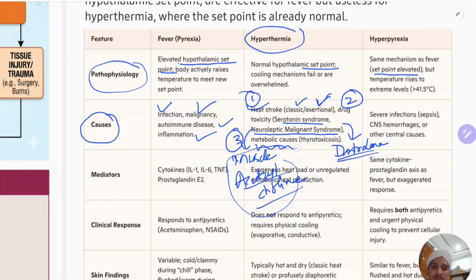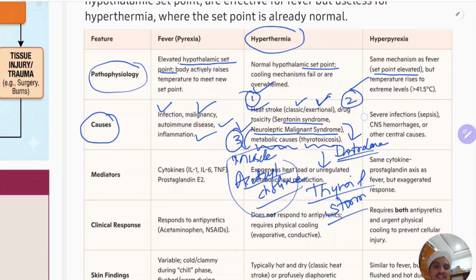Third cause is the metabolic cause. Metabolic cause you can classically see in thyrotoxicosis, where the metabolic activity of the cells of the body is increased. When the metabolic activity is increased, there is a lot of generation of heat in the body. So a patient with thyrotoxicosis, meaning increased thyroid hormone levels in the body, may have hyperthermia, also known as thyroid storm. Temperature will be raised very much because the basal metabolic rate is increased in these patients. So these are the three examples of hyperthermia: heat stroke, drug induced, and metabolic cause like thyrotoxicosis. These causes you should remember.